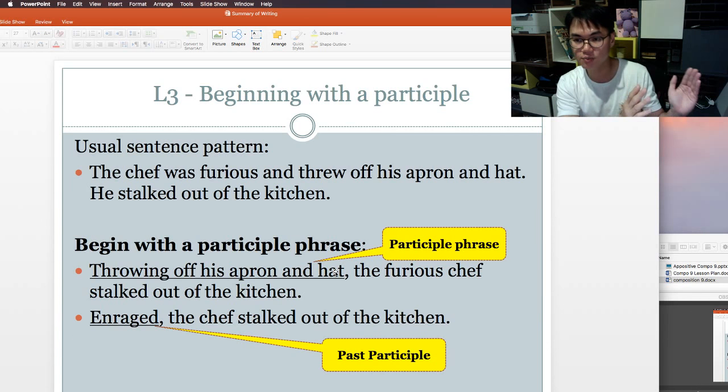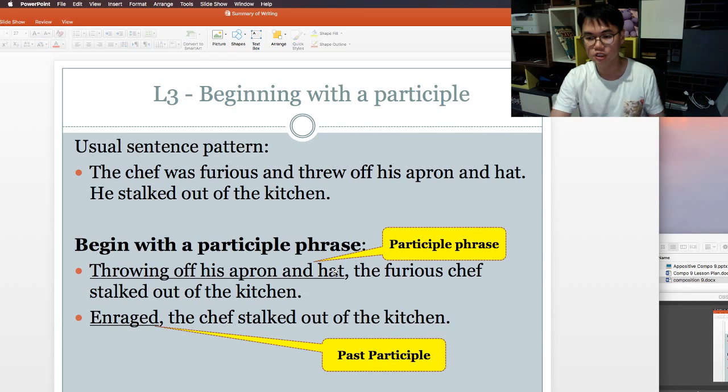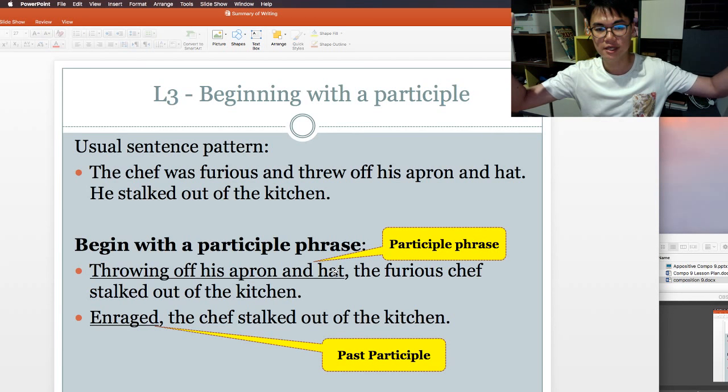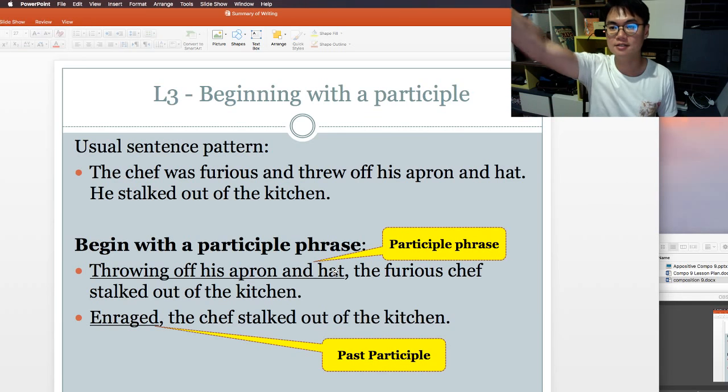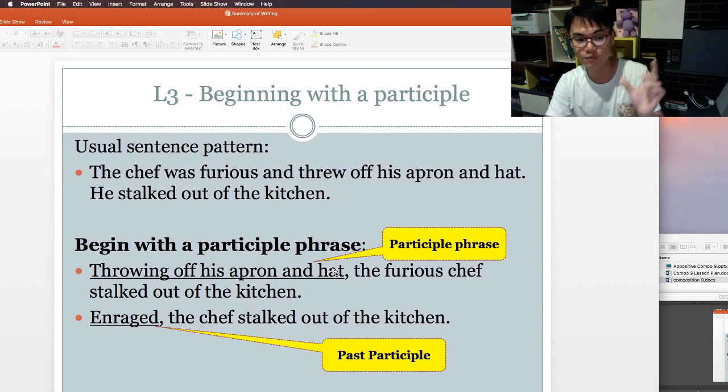So the present participle always has an ing, right? So throwing off his apron and hat, throwing it off, all right? Jumping out of his seat, Alan yelled out the answer. So jumping out of his seat, Alan yelled out the answer. Jumping is the participle in this case, the present participle. But there's also the past participle.